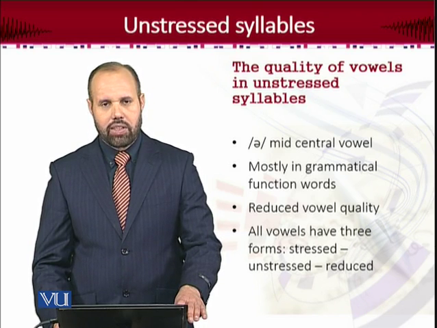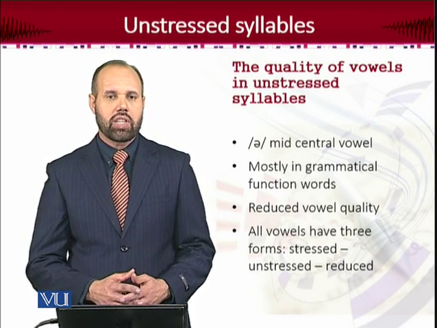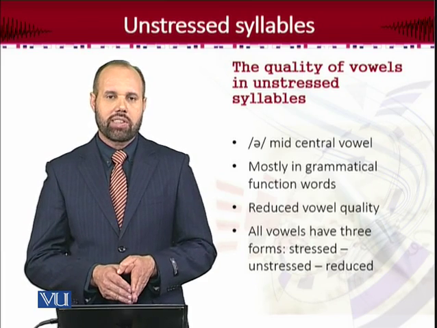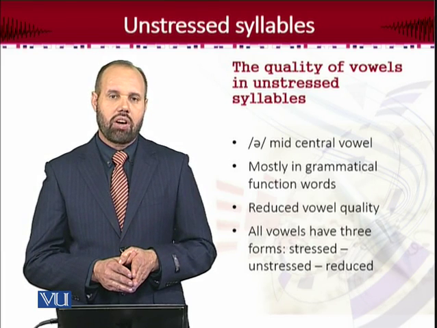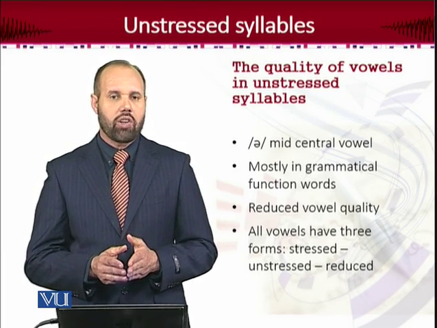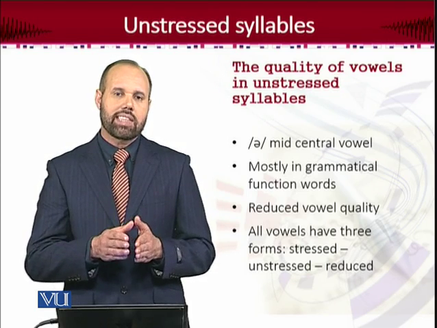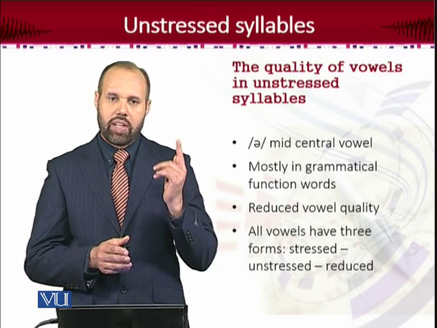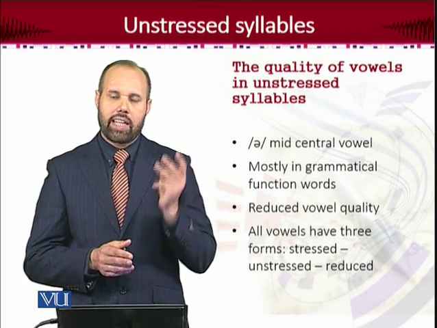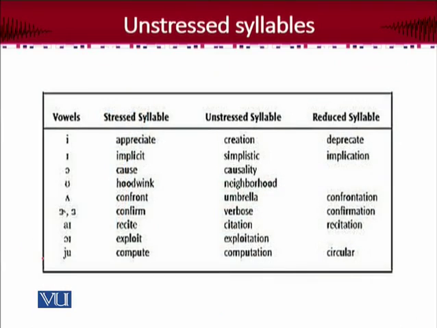All vowels have three forms, and that's an important analogy for understanding the position of a vowel in an unstressed syllable, in a stressed position, and in reduced form. In order to understand the quality of a vowel, we must understand what is happening when the same, identical vowel takes place in three different positions: stressed syllable, unstressed syllable, and reduced syllable. Let me give you a table where you can see this.